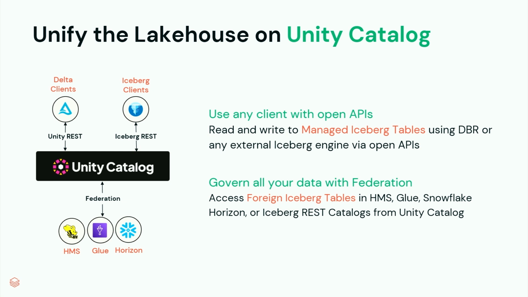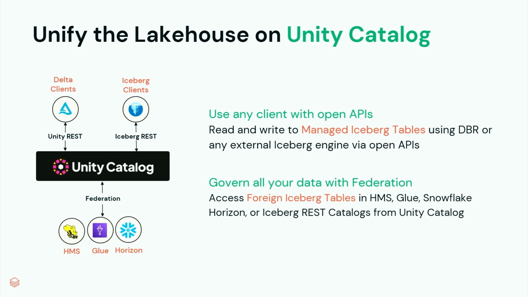First is managed Iceberg tables. You can think of these as tables that are created within Unity Catalog. Unity Catalog is going to manage the reads and writes as well as the table optimizations. These tables are fully integrated with the Databricks platform and are fully open via open APIs.